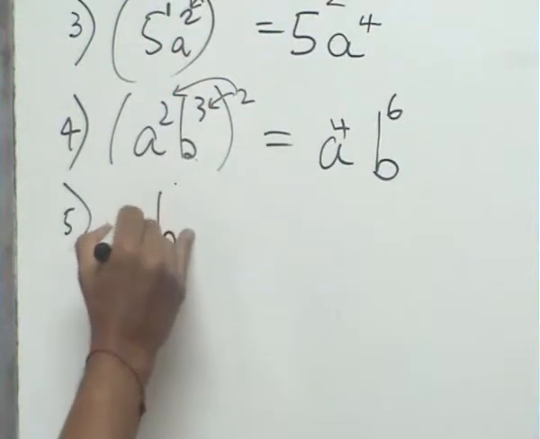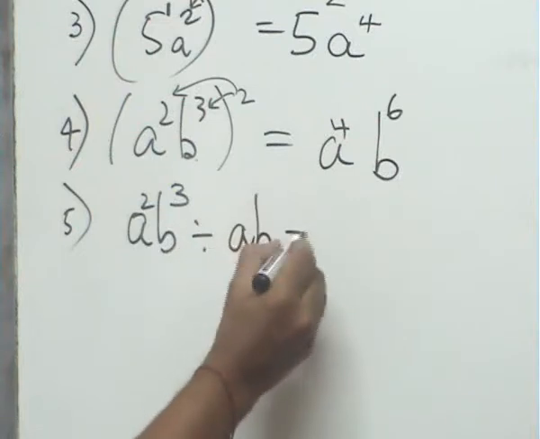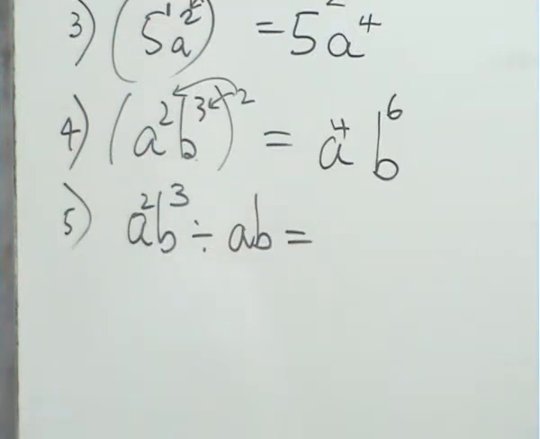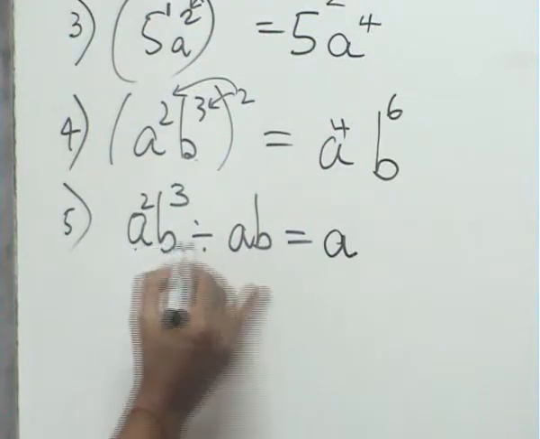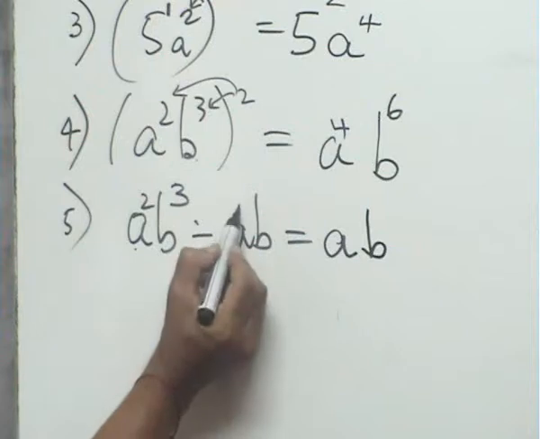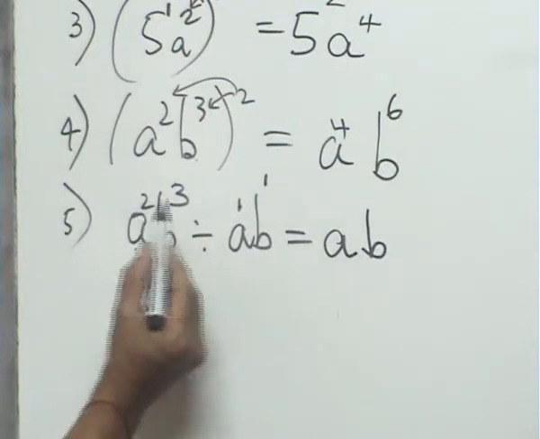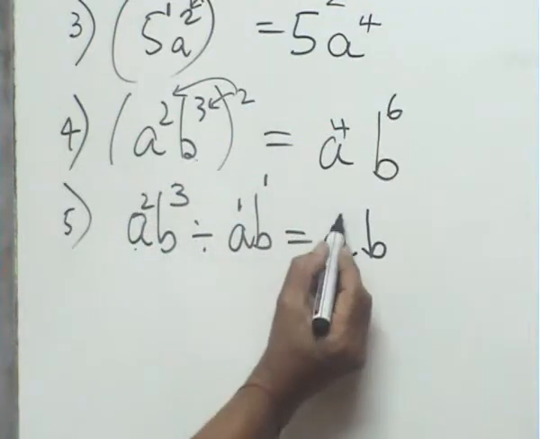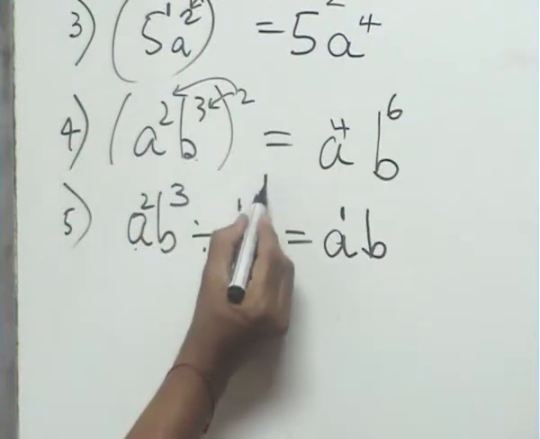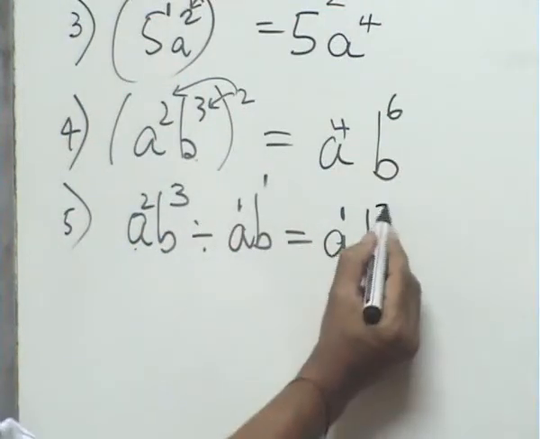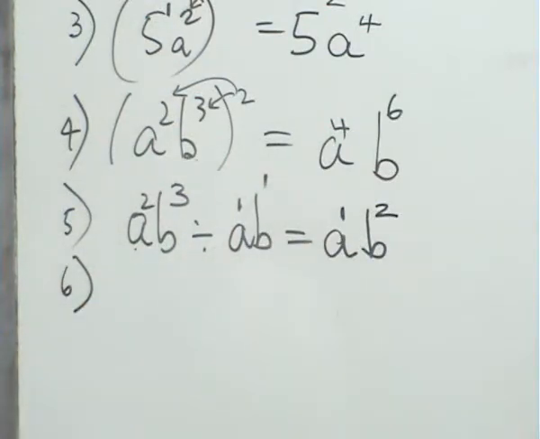Number 5, a squared b cubed divided by ab. Well, this is division, so we can use the division law. Now there's an a and there's an a, so write down a. There's a b and a b, write down b. Now the index here is 1, the index here is 1. So for a, it will be 2 minus 1 because we're dividing. So 2 minus 1 gives you 1. Then for b, it will be 3 minus 1, and 3 minus 1 will give me 2. So here we use the division law.